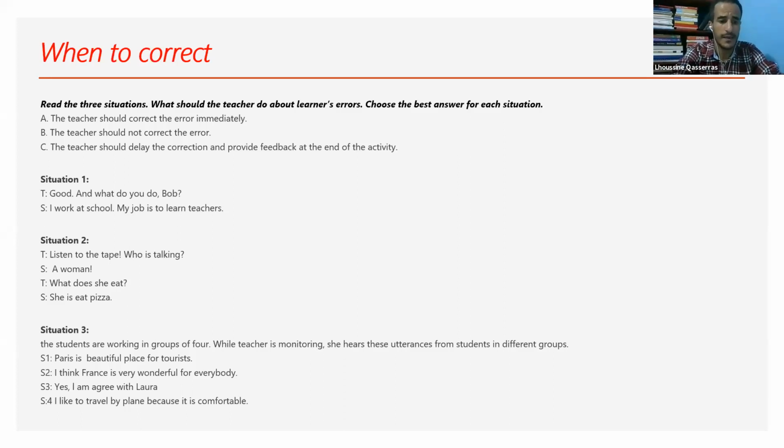Now, so the situation number 3, the students are working in groups of 4. While the teacher is monitoring, she hears, which means it's a speaking activity. It's speaking, all right. And she spots these problems. So here, Paris is beautiful place for tourists. What is the problem here? What's the mistake for student number 1?